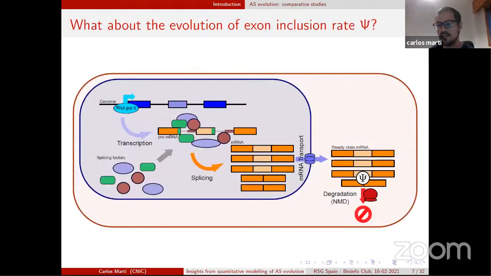However, this is a rather qualitative definition of alternative splicing, either yes or no, and we are often more interested in the quantitative level, right? So going back to this slide in which I mentioned exon inclusion proportion, we are more interested in studying how these differential splicing rates are evolving over time.